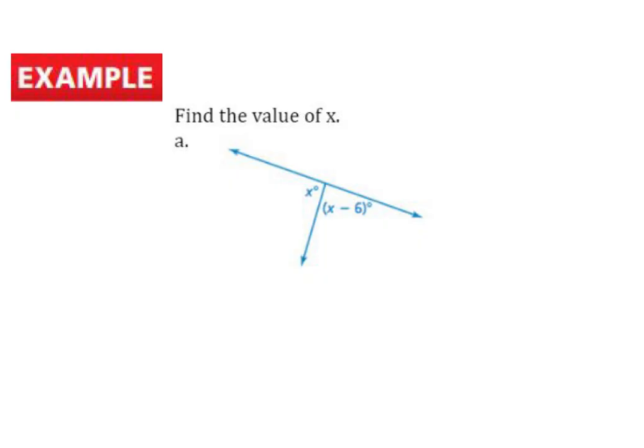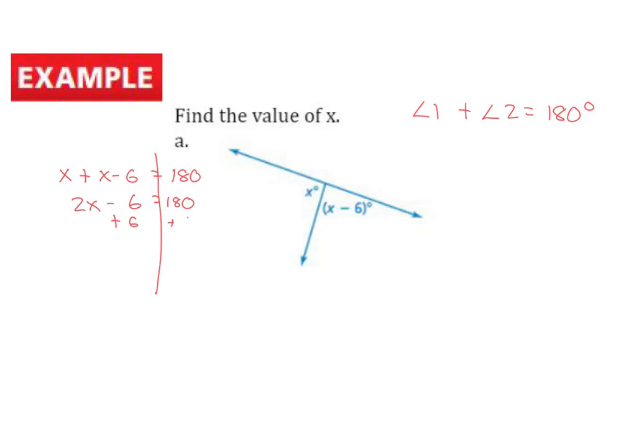For corresponding angles, we know that angle 1 plus angle 2 equals 180 degrees. So we have x plus x minus 6 equals 180. So that's 2x minus 6 equals 180. We'll add 6 to both sides. And we have 2x equals 186. Divide both sides by 2.